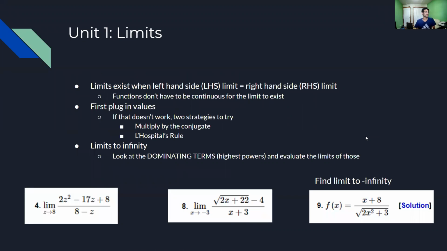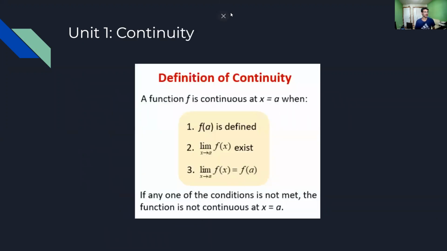So let's get started. First, we have limits. So what is a limit? A limit is basically when you're approaching something, right? And they exist when the left-hand side limit is equal to the right-hand side limit. So yeah, let me get a graph actually.